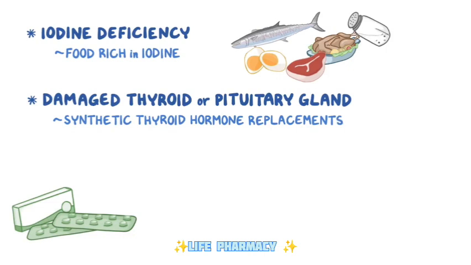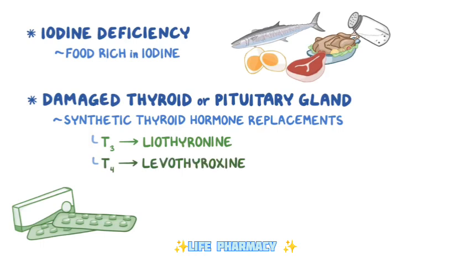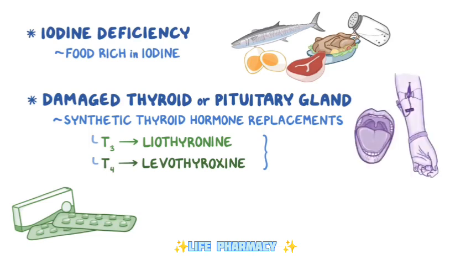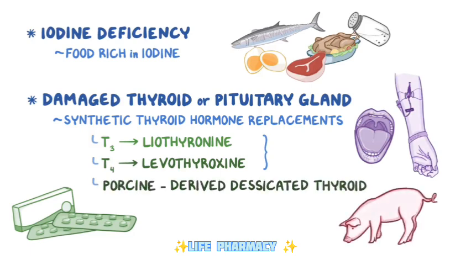Now, the synthetic hormone that's similar to T3 is called liothyronine, and the one that's similar to T4 is called levothyroxine. Both liothyronine and levothyroxine are usually given perorally, but can also be given via the intravenous route. Another medication is porcine-derived desiccated thyroid, which contains a mix of natural T3 and T4 hormones derived from pigs. However, it's not as reliable as the synthetic hormones since the amount of T3 and T4 in each dose could vary, which leads to unpredictability in its potency and duration.